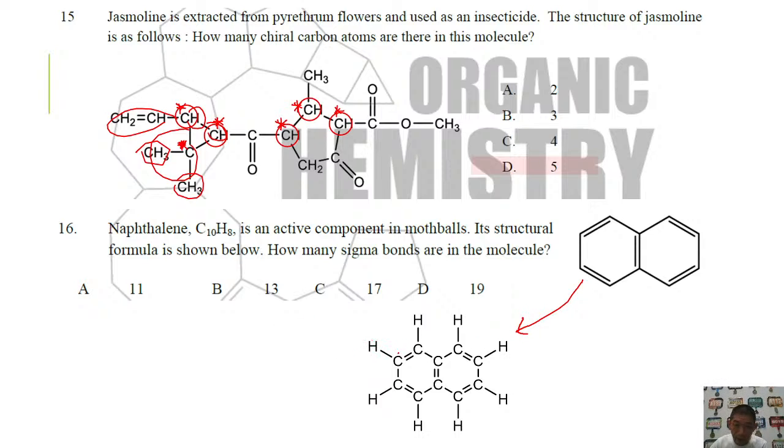So if you calculate how many sigma bonds there are, they have 1, 2, 3, 4, 5, 6, 7, 8, 9, 10, 11, 12, 13, 14, 15, 16, 17, 18, and 19. So there are 19 sigma bonds inside here. So the answer in here is D. Okay, so that is for number 16.